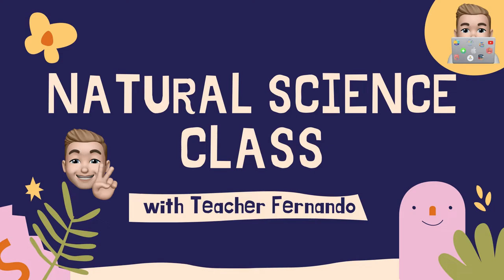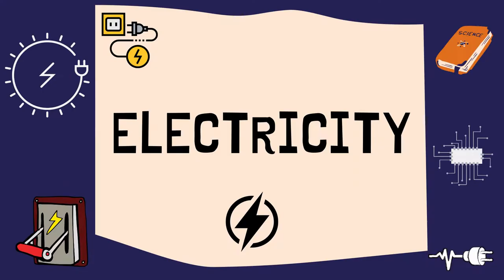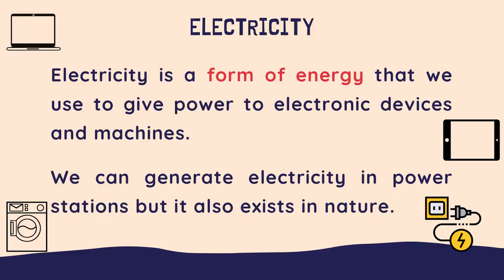Natural Science class with teacher Fernando. In this video, we are going to learn about electricity. Electricity is a form of energy that we use to give power to electronic devices and machines. We can generate electricity in power stations, but it also exists in nature.